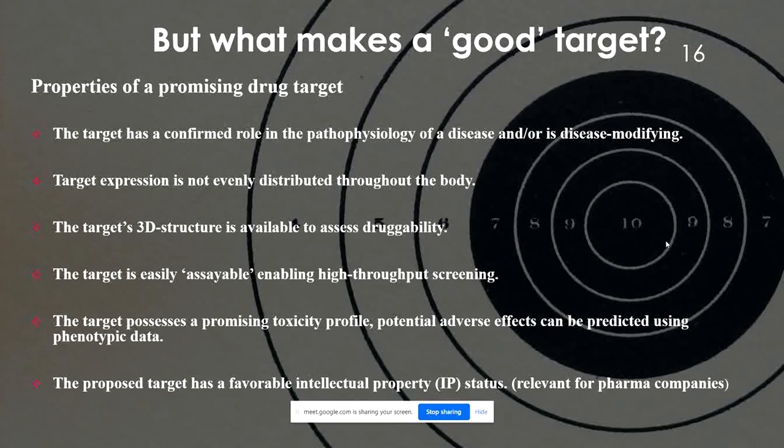If you find a particular protein that has a major role in a disease, but its structure is not solved, you can't use that protein as a drug target. You have to look for another alternative. And lastly, that particular target must be easily assayable. What is assayable? Do you know the meaning of this word, assayable?